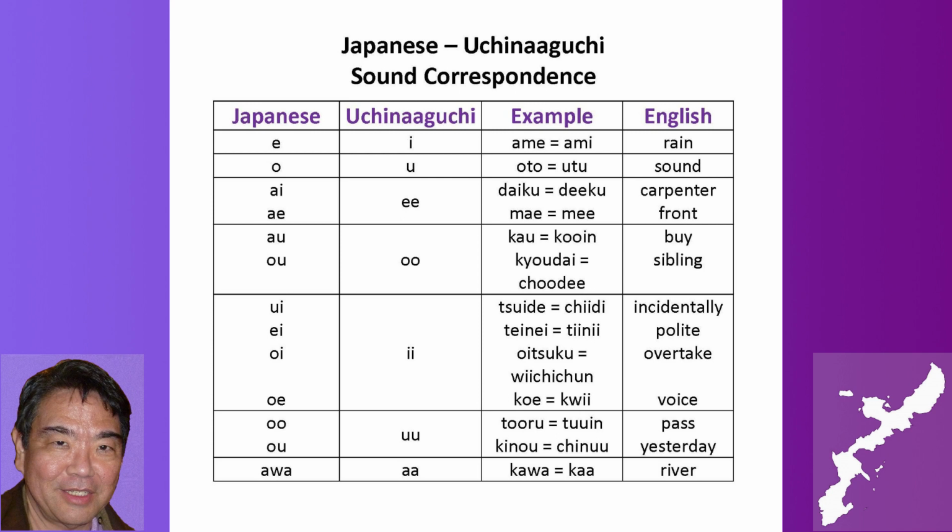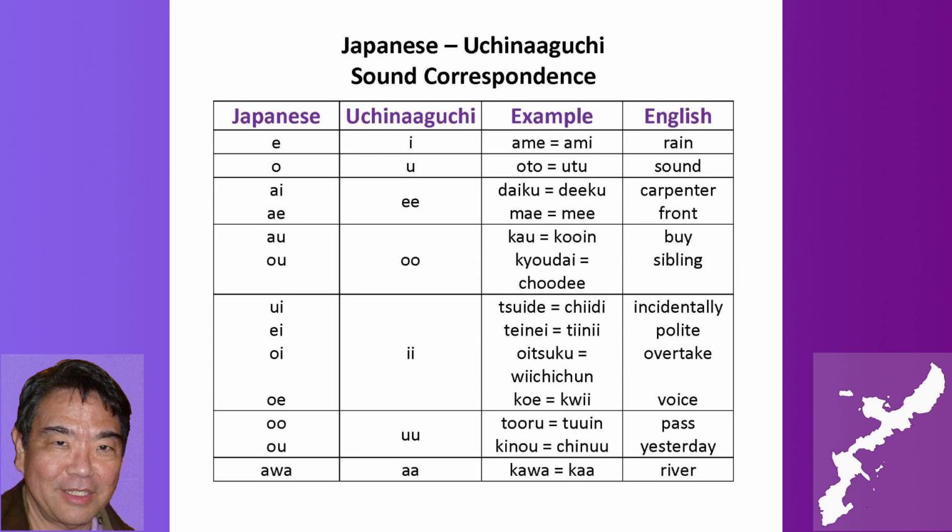Japanese o and o correspond to the Uchinaguchi u. An example is the word pass, which is toru in Japanese, is tuing in Uchinaguchi. The word yesterday, which is kino in Japanese, is chinu in Uchinaguchi.